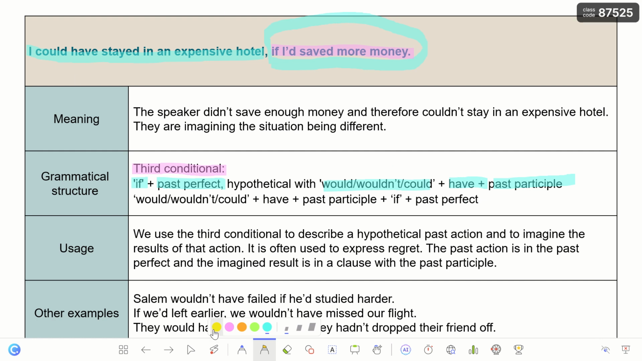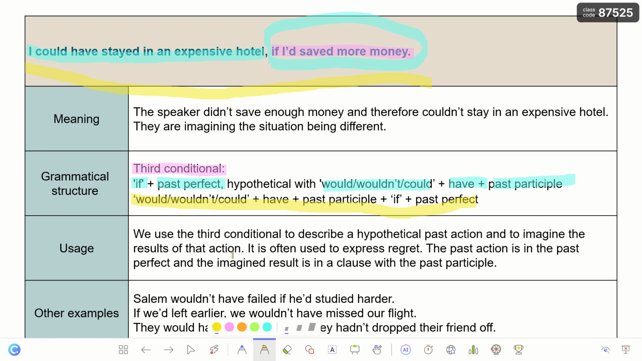So this one follows this rule: if in the second part. So we use the third conditional to describe a hypothetical past action. Hypothetical, again, unreal, imaginary, خيالي، غير واقعي. ما بقدر أغيره، not in the present or in the future, no, in the past. And to imagine the results of that action. حدث في الماضي انتهى، ما بقدر أغير لا الشرط ولا النتيجة. وعادة بظهر لي استخدام الثالث conditional، بظهر لي هيك نوع من الأسف أو regretting.